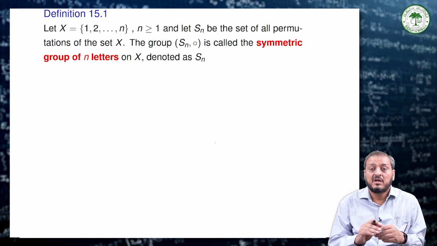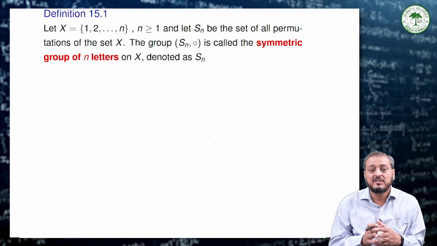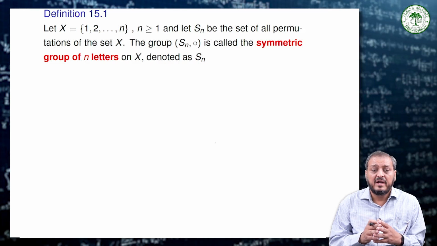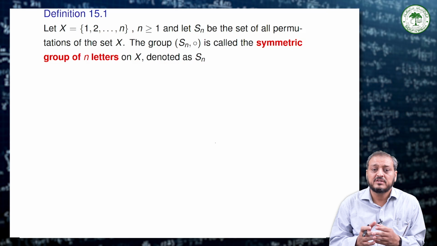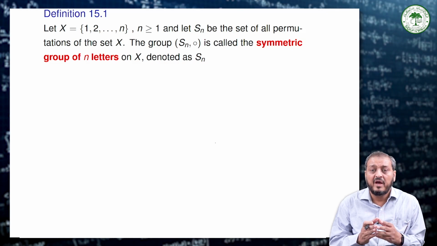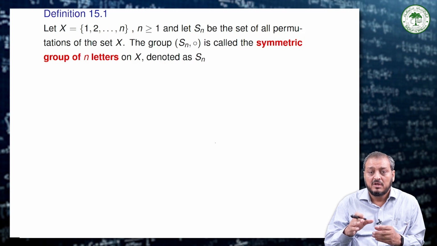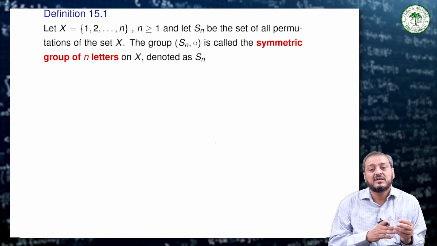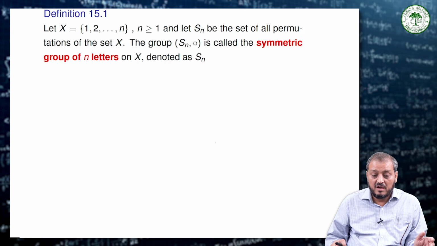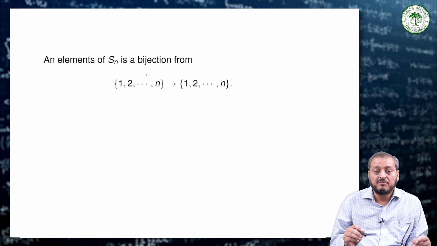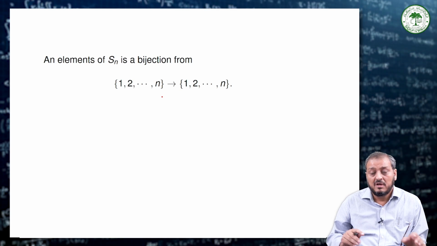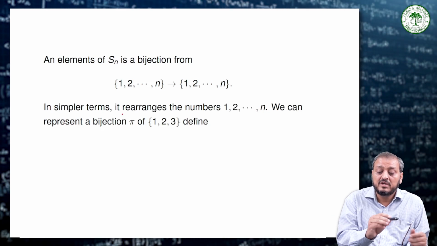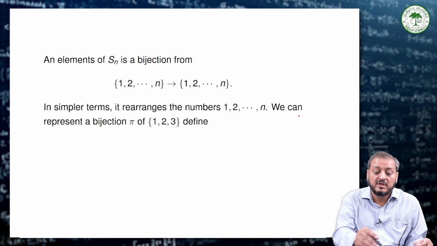So we define the symmetric group. Let X be equal to 1, 2 up to n, where n is greater than or equal to 1, and let Sn be the set of all permutations of X. The group Sn under the composition of functions is called the symmetric group of n letters and is denoted by Sn. An element of Sn is a bijection from 1 to n, and in simpler terms it rearranges the numbers 1, 2, 3.